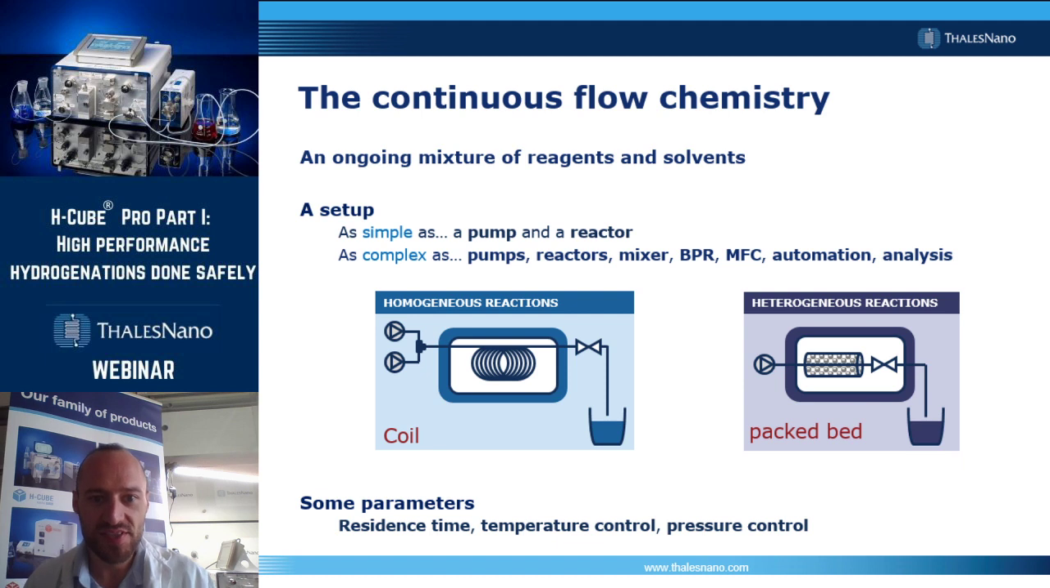pressure inside your system. You can have a mass flow controller if you want to link a gas cylinder to your system in order to inject gases. You can have an automation part or even an analytical tool built in your system if you are aiming to follow up your reaction, the formation of your products.